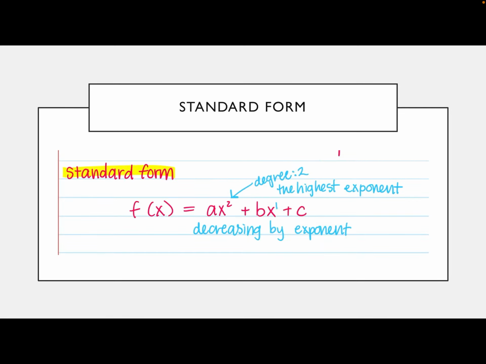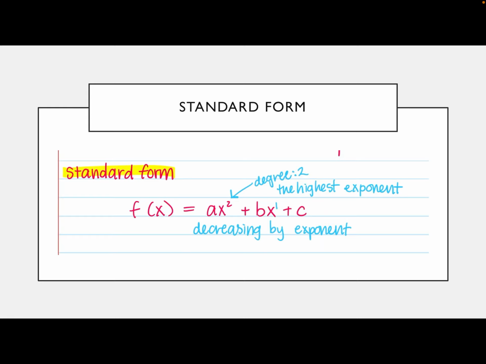Here we have a different way to write it. This is called standard form, and it is ax squared plus bx plus c. What that means is a, b, and c are just regular numbers, and I drew an arrow to the x squared because the degree is 2, which means that the highest exponent is x squared. You can see that they are in order of decreasing. First it's x squared, then the x, then the regular old number. So we're going to use this a lot.